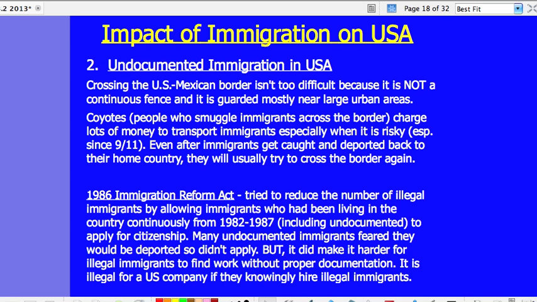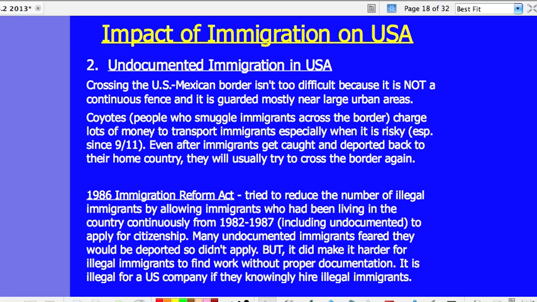Coyotes, who are people who smuggle immigrants across the border, charge money to transport immigrants, and charge lots of money, especially when it's very risky, which it has become since 9/11. But even after immigrants get caught and deported back to their home country, they usually try again to cross the border, often within days or within a few months. This doesn't deter them because they have family members and jobs in the United States, and so they need to get back there.